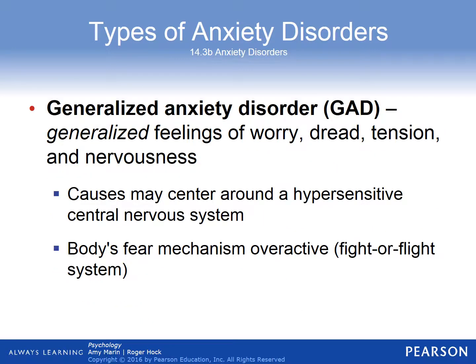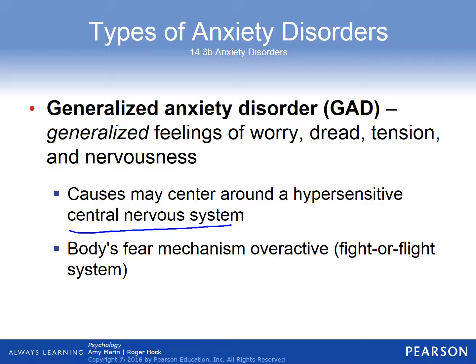Let's look at a few types here. The GAD, generalized anxiety. You just kind of always feel worried, dreading something, stressed. Your thoughts are running a mile a minute. You're nervous. And they don't know, again, what causes it. It may be very biological due to the CNS. It may be an overactive fight or flight system that's happening. Your sympathetic and parasympathetic is not working properly.